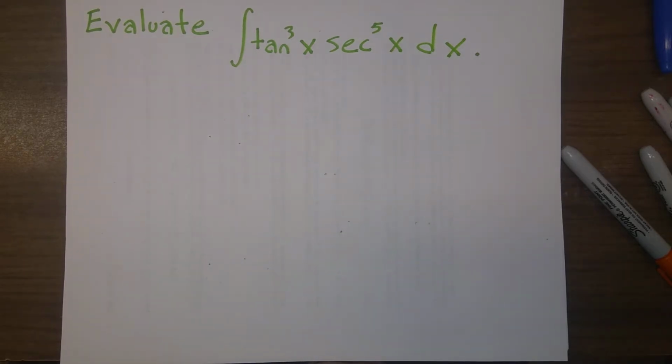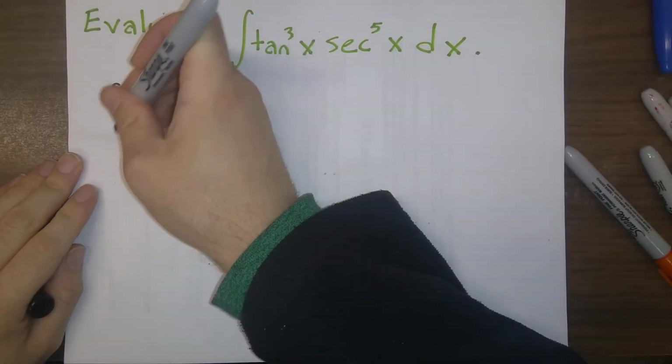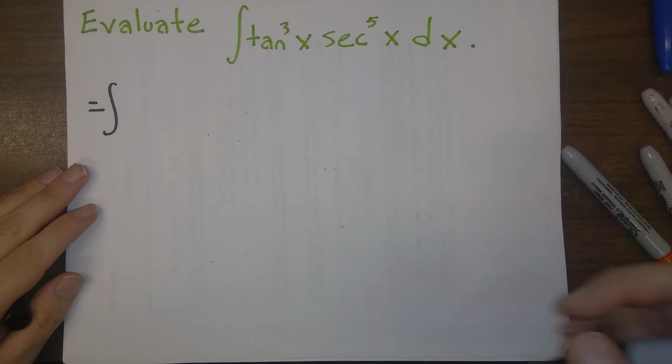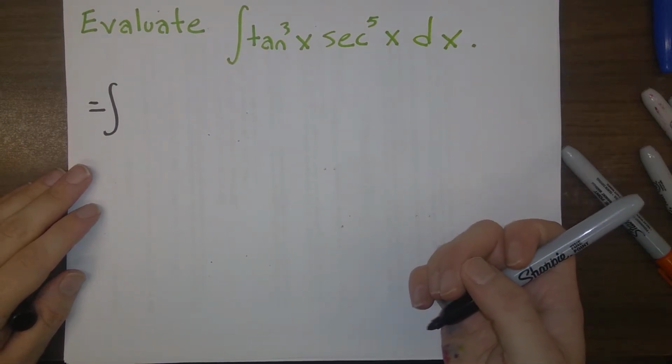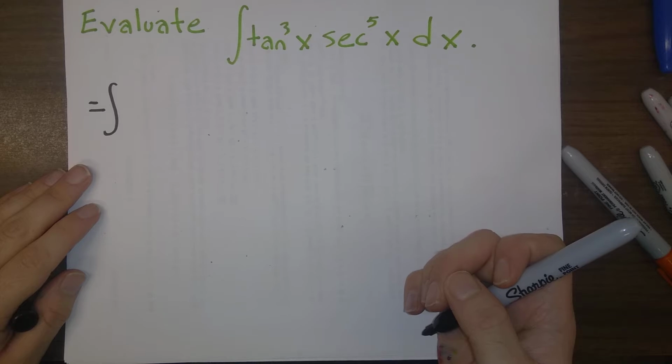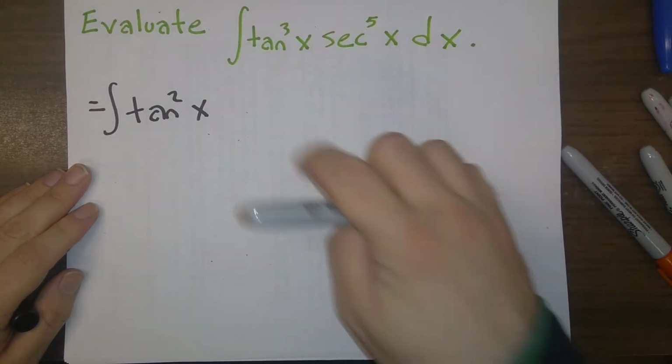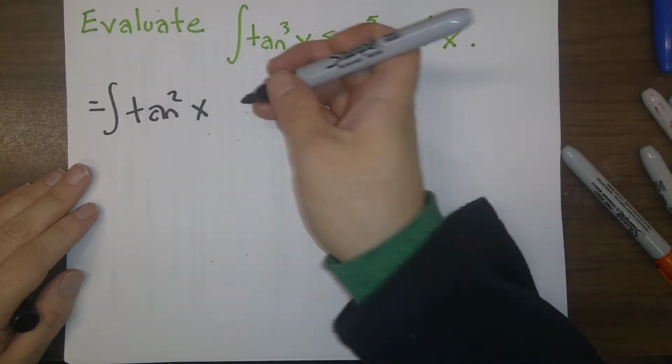Okay, so this is the integral that we want to deal with, and here's how we're going to deal with it. We're going to split off a factor. Remember before we were splitting off a factor, either sine x or cosine x, because it was the derivative of the other one. Well, in this case, the derivative of tangent x is secant squared x, and the derivative of secant x is secant x tangent x. So what we're going to do is split off a factor of secant x times tangent x.